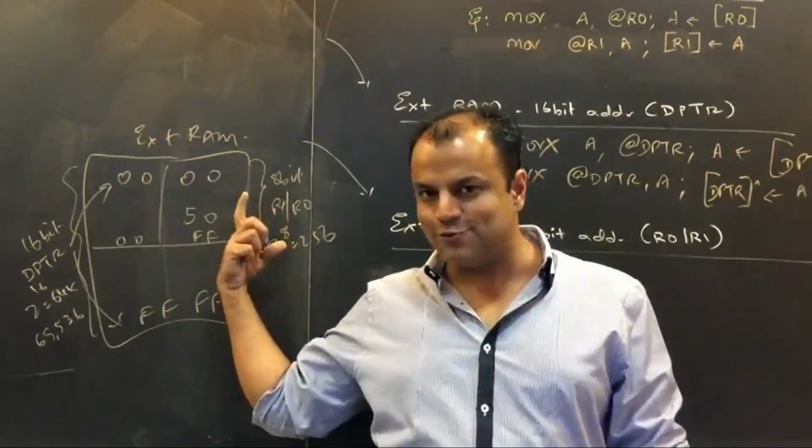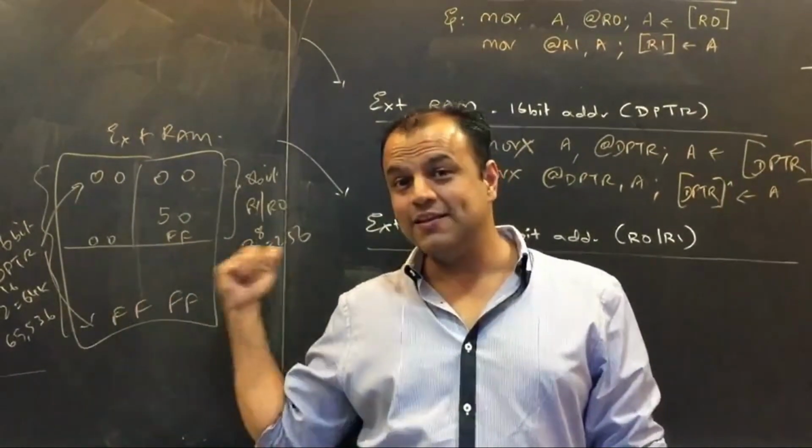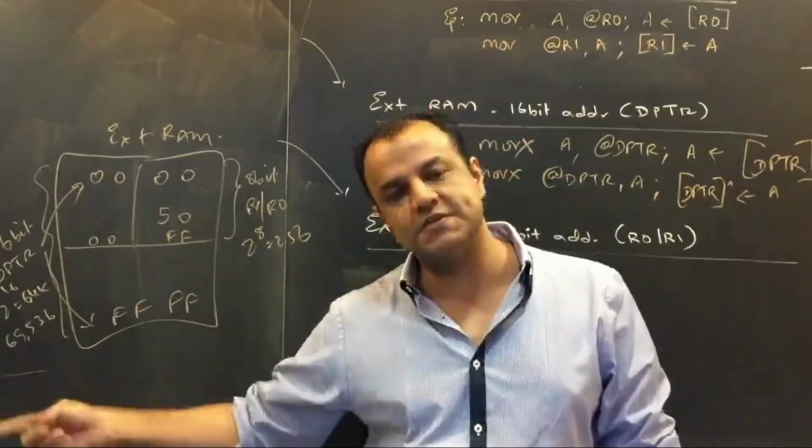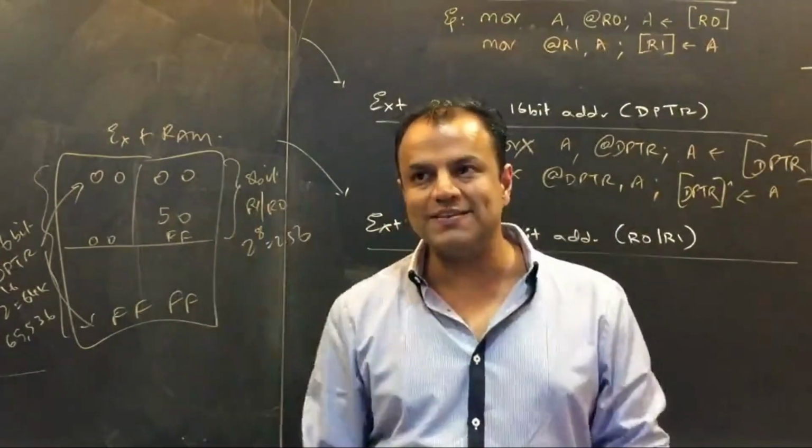This gives you a very small range. Don't think this is half. No. This is not half. This is 256. That is 65,000. This is 1 upon 256. 256 into 256 is 65,000. 2 raised to 8 into 2 raised to 8 is 2 raised to 16. So this is 1 upon 256. That is 0.04%.